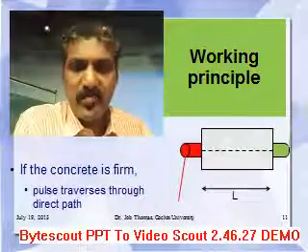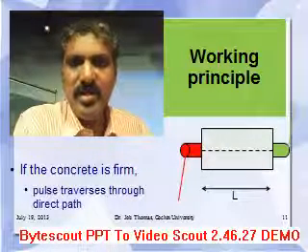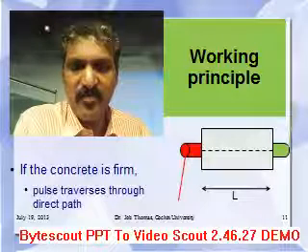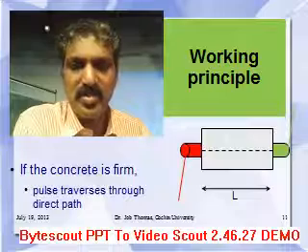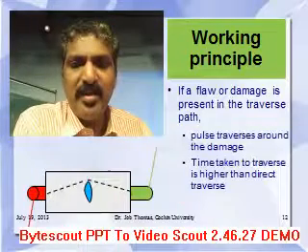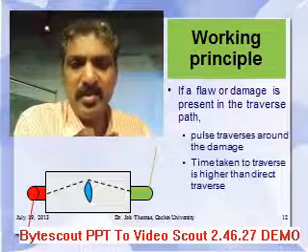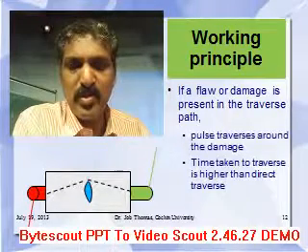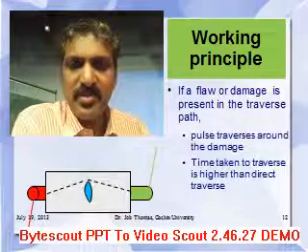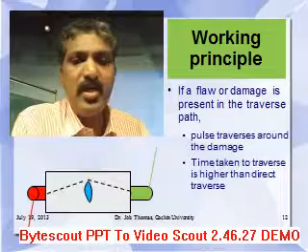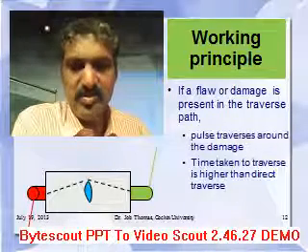If the concrete is firm, or if there is no damage in the concrete, then the pulse will traverse a straight line directly from the transmitter to the receiver. And if there is a damage in the concrete, shown in blue color, it traverses around the damage, and as a result it takes more time to reach the receiver point.